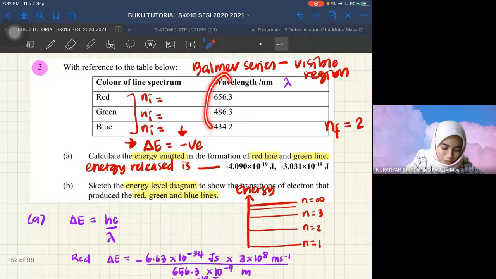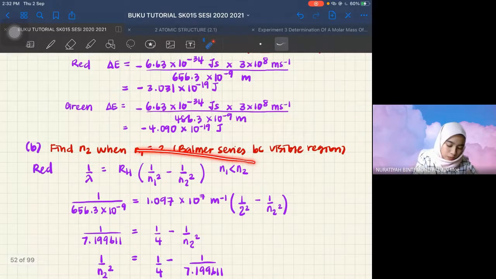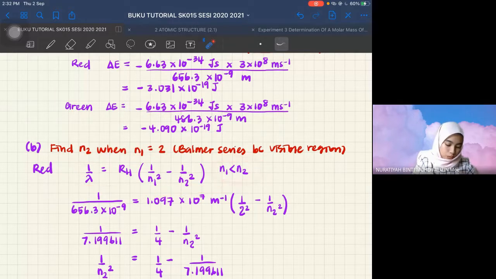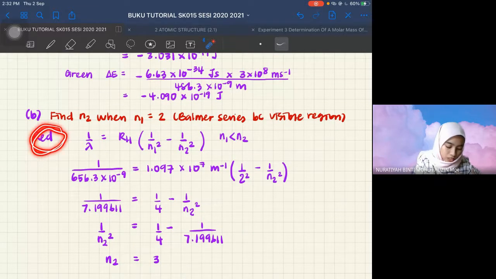Okay, wavelength, kita dah ada wavelength kan? So maksudnya kita guna this formula, okay? 1 over lambda equals RH times (1 over N1 square minus 1 over N2 square), where N1 is smaller than N2. So you will be using this formula, okay? 1 over lambda, let's say to find your red, kita akan masukkan lambda and then awak masukkan RH, okay? Rydberg constant awak is the one yang ada per meter the unit, okay? Because you are using lambda kan? So kat sini sebenarnya meter.